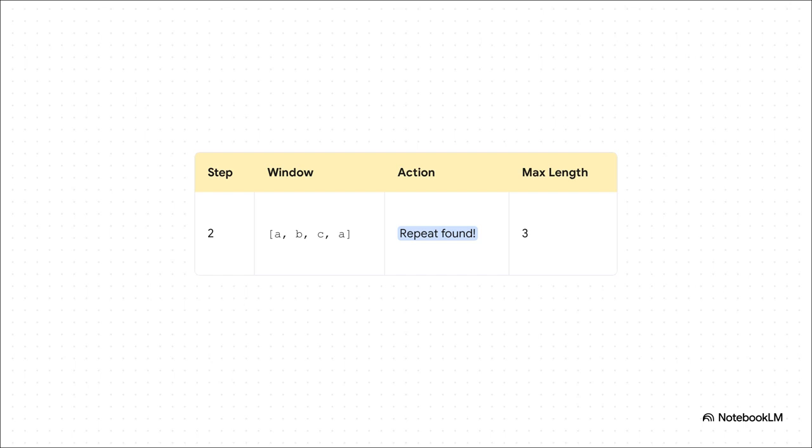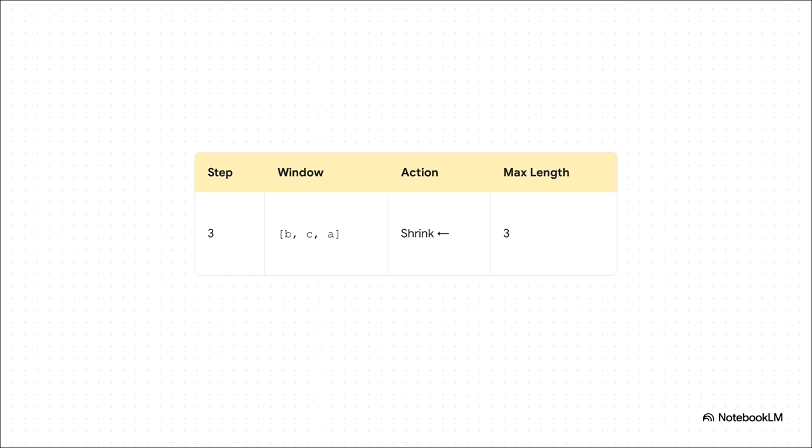Uh-oh. Stop right there. We've found a repeat. Our window ABCA is now invalid. It breaks our no repeating characters rule. So now what? Well, we have to fix it. We start shrinking the window from the left until it becomes valid again. So we kick out the first A. Our window is now BCA. Is that valid? Yep. All the characters are unique again.